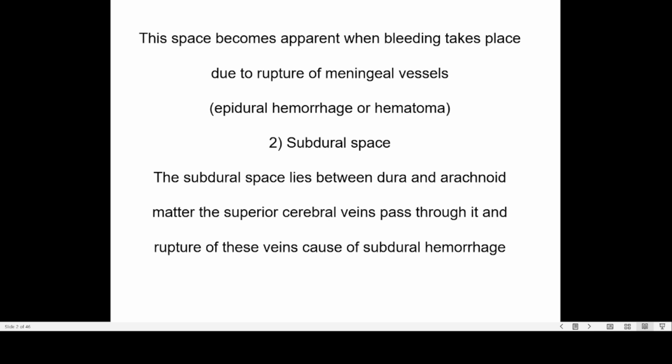Then the subdural space. The subdural space lies between the dura mater and the arachnoid mater. The superior cerebral veins pass through it, and if there is a rupture of these veins, it causes subdural hemorrhage.